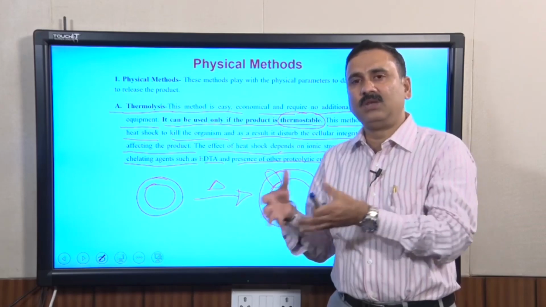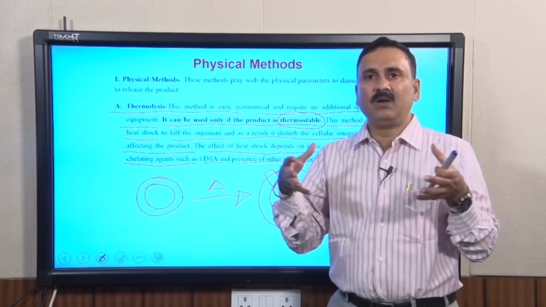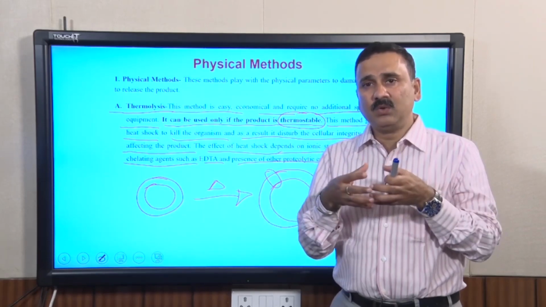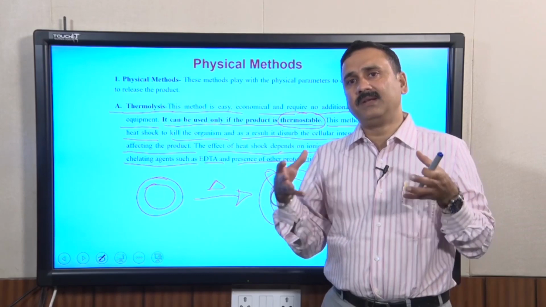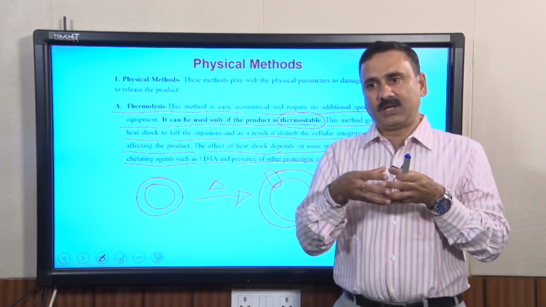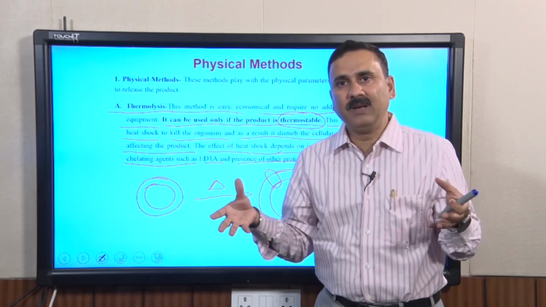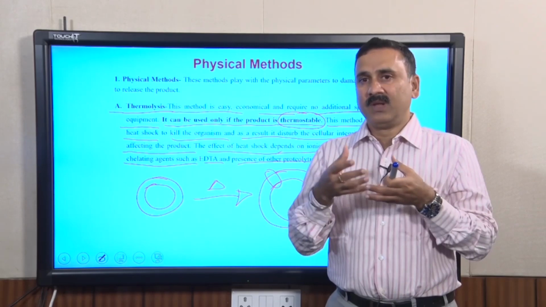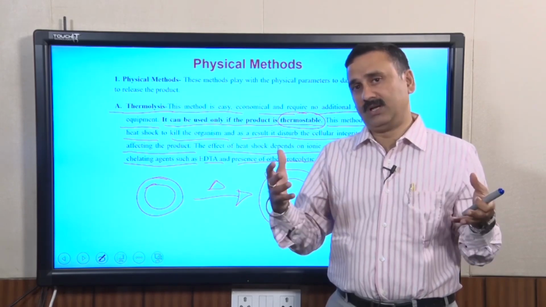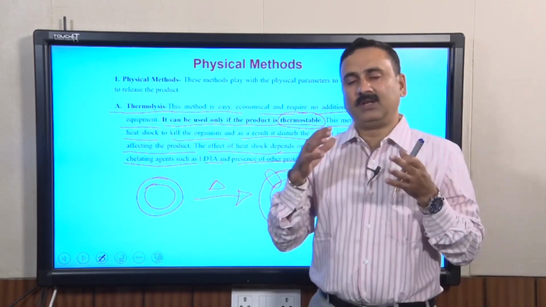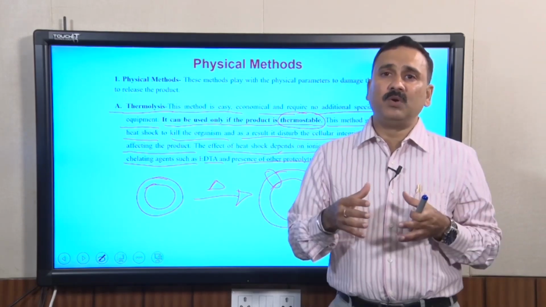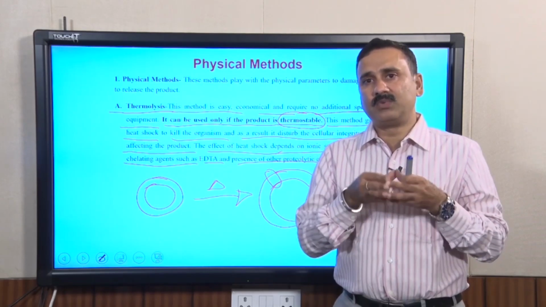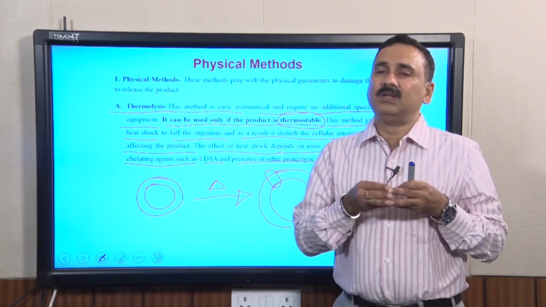You change the temperature, and as you change the temperature, the cellular content present inside, mostly water, is going to expand or acquire a larger volume. As a result it asks the cell to expand as well, but the cell cannot expand beyond a limit, and ultimately the cell is going to burst and release the cellular content. But as I said, the thermolysis method can be used only if you are sure that the product you are producing inside these cells is thermostable.